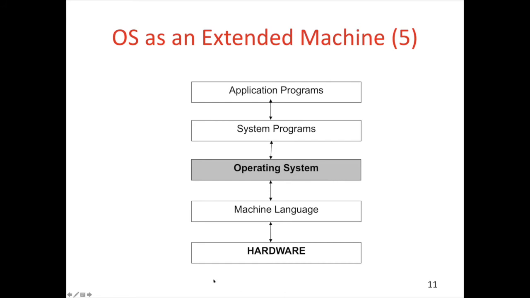If we consider the hierarchy in a computer, at the bottom we have hardware, as we mentioned previously, then machine language, and then the operating system. And above them we have system programs, which call the operating system, and then application programs are written on top of it. So application programs use the system programs, which are an interface for the operating system, and it is an interface for the hardware through the machine language.